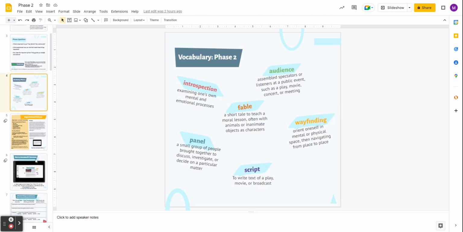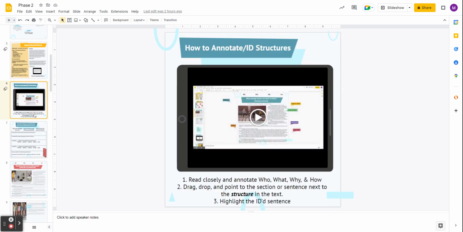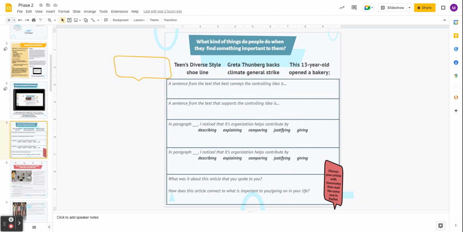We've got some new vocabulary. We've got a mini lesson that you will see also as collaborative work for FlexStation. We've got another mini lesson that explains how to annotate and identify organizational patterns and structures in a text. And then we have this article, this piece of work that starts our thinking and our investigation for our reflection.